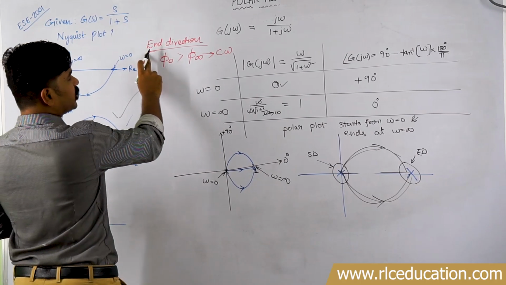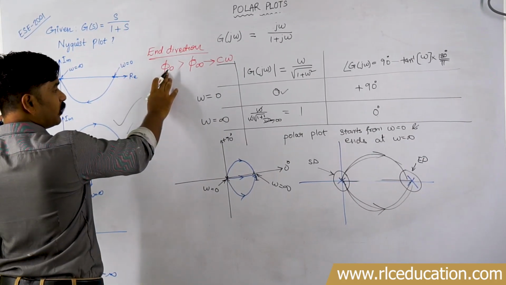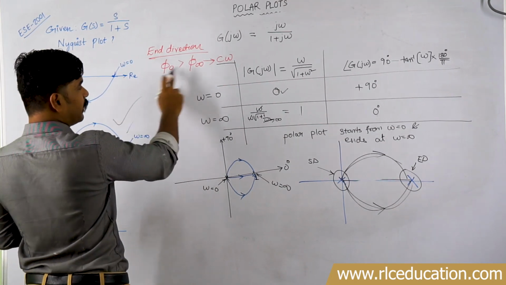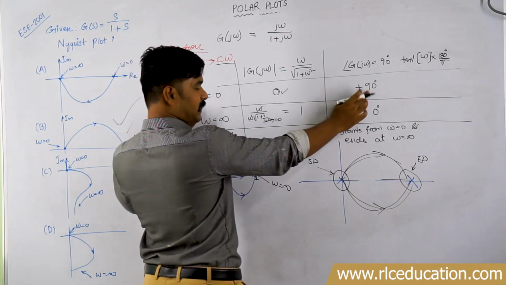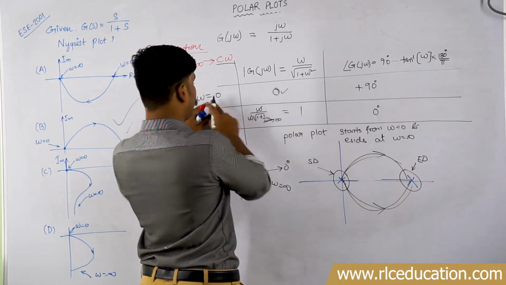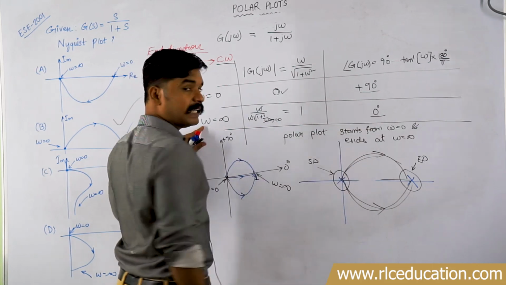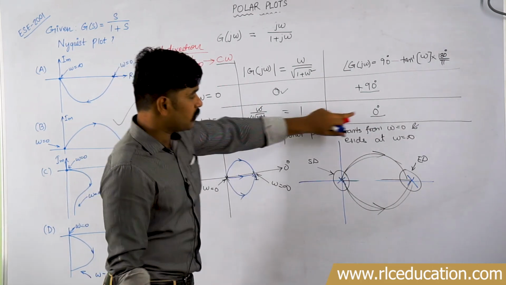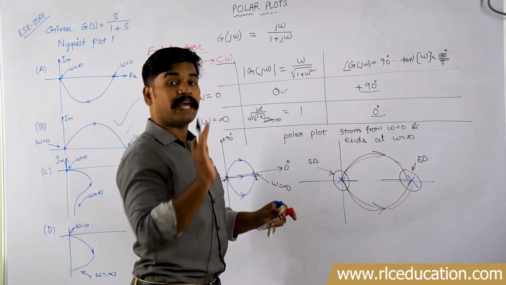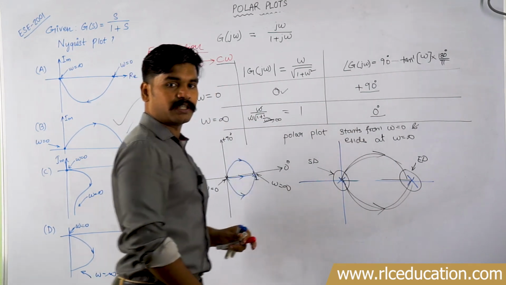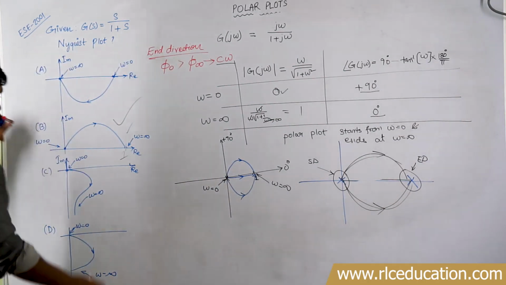To find out the end direction, for the end direction to be clockwise, your phase angle at omega is equal to 0 must be greater than your phase angle at infinity. So if you look at this graph here, at omega 0, your phase angle is plus 90 degrees. At omega infinity, your phase angle is 0 degrees. That means your phase angle is greater at 0. That means your graph will end in clockwise direction. Your graph will end how? In clockwise direction. So you look at this option only, which is our answer.